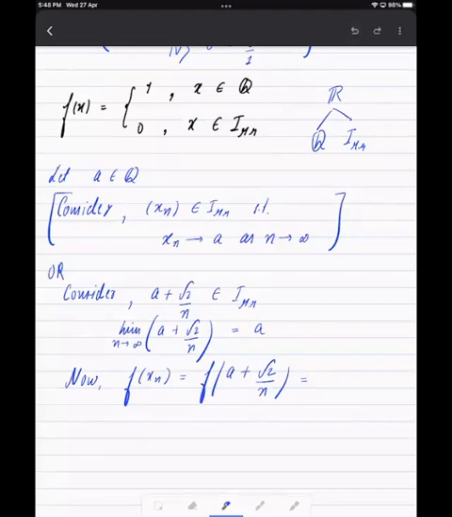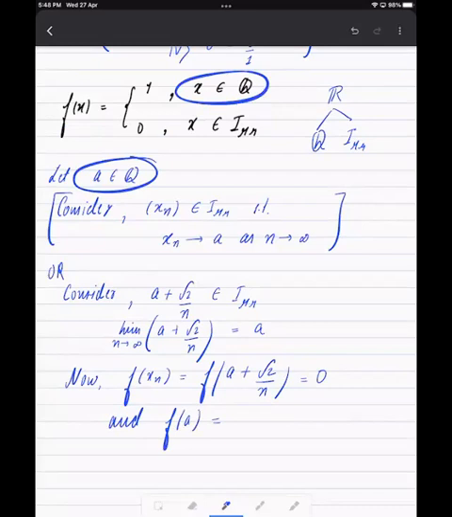So the elements will all be irrational. These elements are all irrational. What is the value of the function for x irrational? It would be 0. Yeah. And what is f of a? It would be 1.